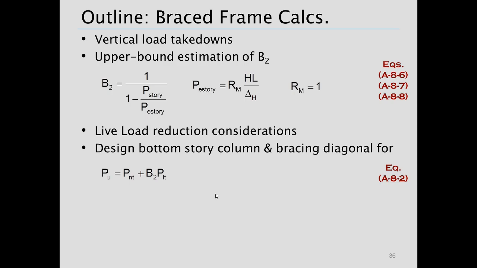And the order of the presentation, we're going to do some basic vertical load takedowns to get oriented to everything. Then we'll focus on upper bound estimation of the side sway amplifier, B2. And I think once we get to that point, it'll be a good place to stop for any questions. After that, we'll look at some live load reduction considerations that can have some impact on our second order effects in the structure. And then we'll wrap up with designing the bottom story column of our brace frame and our bracing diagonal in our brace frames for our load that you see coming here from Appendix 8.